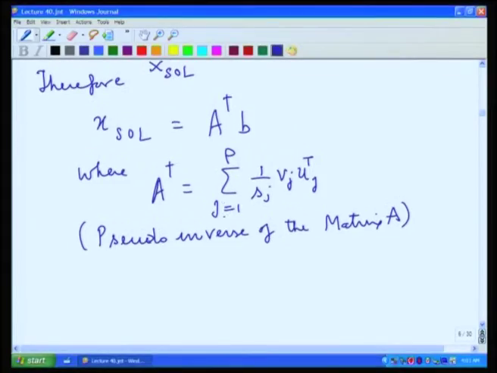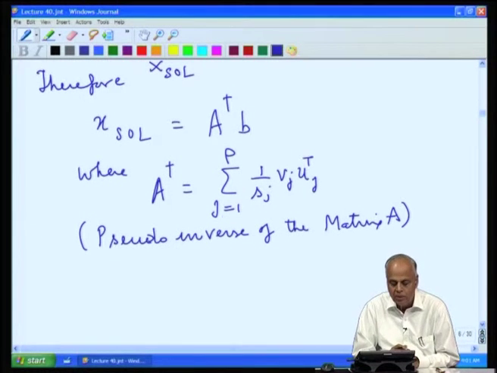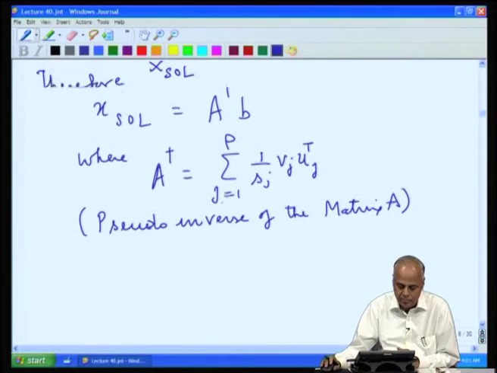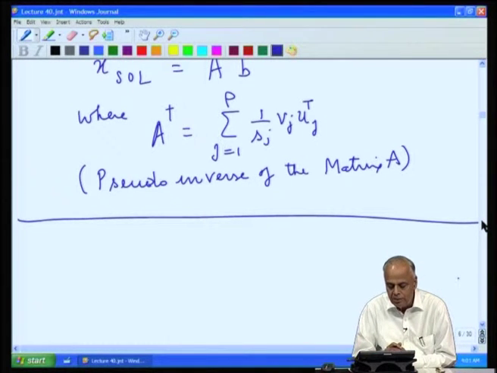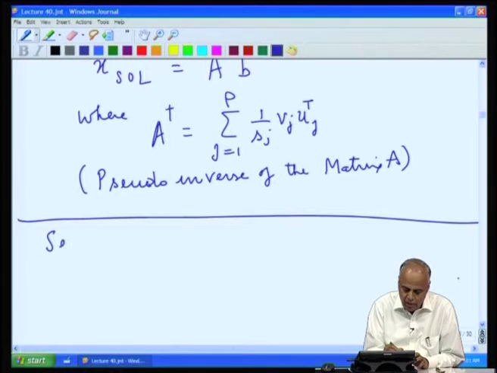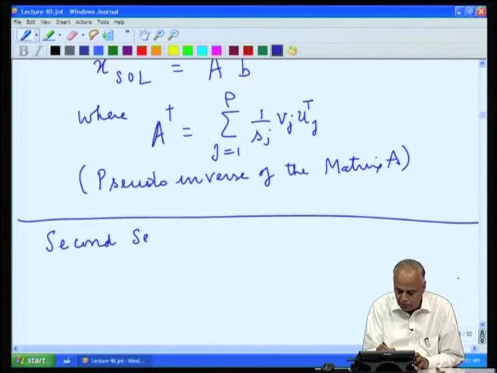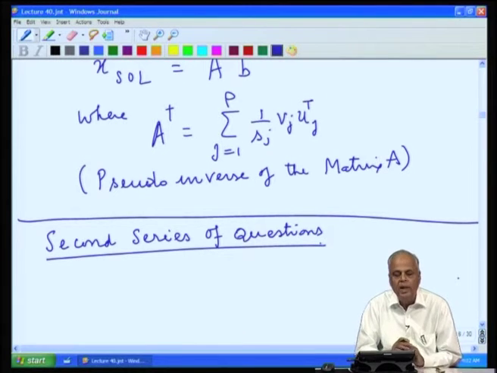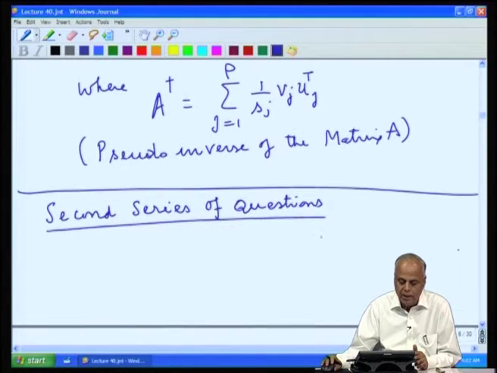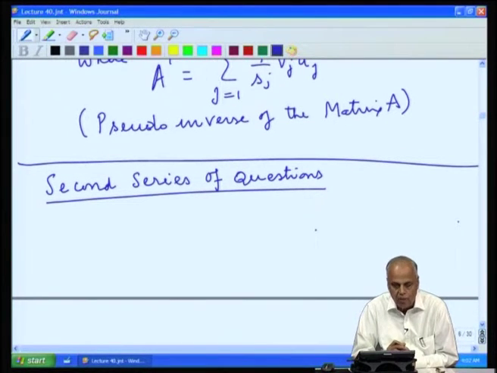Of course, the summation will depend on what the rank is. If rho equal to n, A dagger will have n terms. If rho is less than n, A dagger will have less than n terms. That was, as I said, the first series of questions. Then we raised a second series of questions. Now that we have seen that during the course we have found the answers to all the questions in the first series, the second series of questions that we raised were the following.